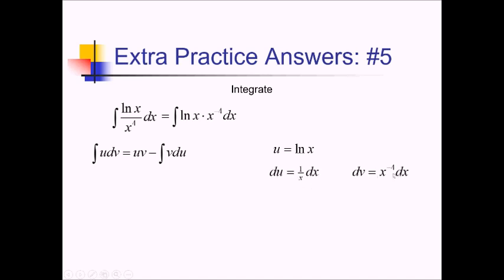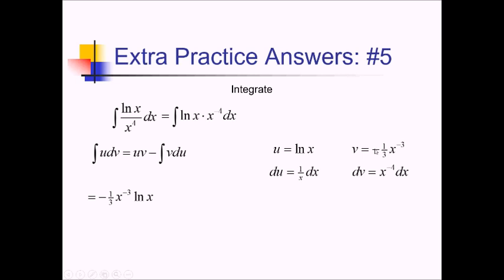And the antiderivative of this dv term, well, this exponent bumps up to a negative 3. Dividing by that, we have negative 1/3 x to the negative 3rd. And now going straight across to get my uv, that's going to be negative 1/3 x to the negative 3rd ln of x. And now I have to get the minus integral v du part, so that's going this way. I have a minus here and a minus here, so this is actually going to be a plus.